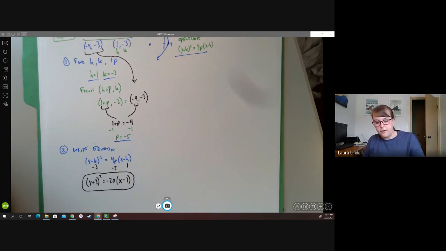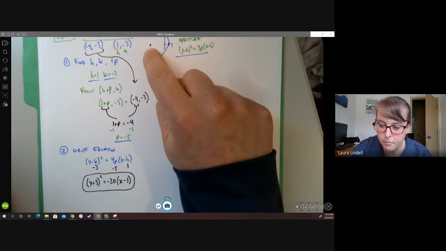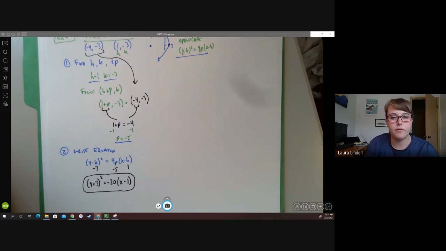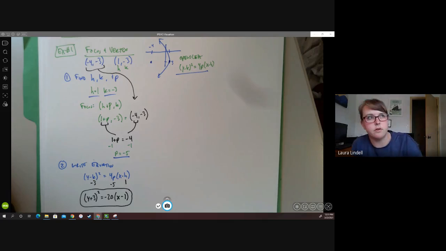And if you want to check yourself and graph it, you can make sure by graphing that the vertex is indeed at (1, -3), that the focus is inside the parabola, and that it opens to the left. Any other questions at the moment here? Anything we want to go back to from this example? Any numbers that don't quite make sense or we're not sure where they came from?